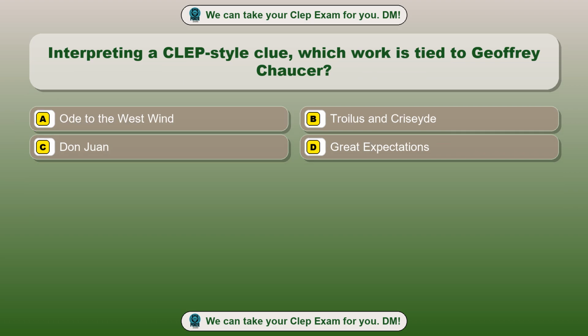Question 46. Interpreting a CLEP-style clue, which work is tied to Geoffrey Chaucer? Option A. Ode to the West Wind. Option B. Troilus and Cressida. Option C.